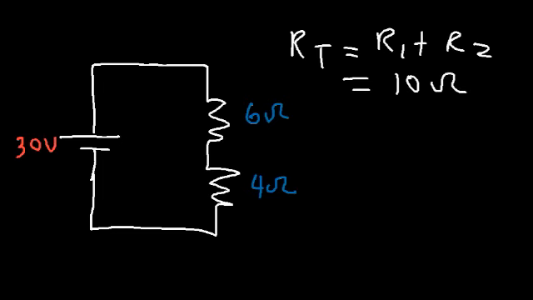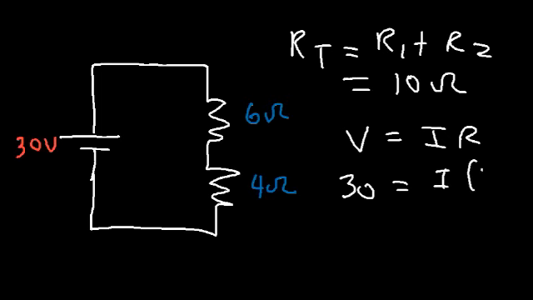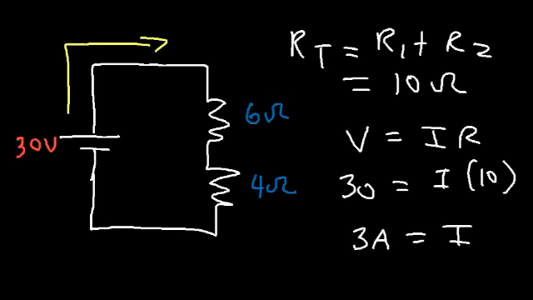Now the next thing you need to do is use Ohm's law. V is equal to IR. If you use the total voltage of 30 volts and the total resistance of 10 ohms, the current that flows through the circuit is 30 divided by 10, so it's 3 amps. So 3 amps of current leaves the battery and flows through each resistor.